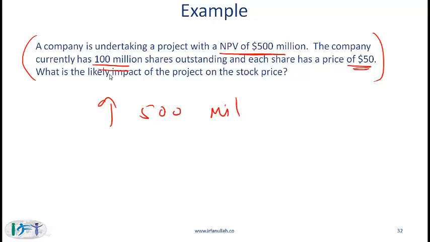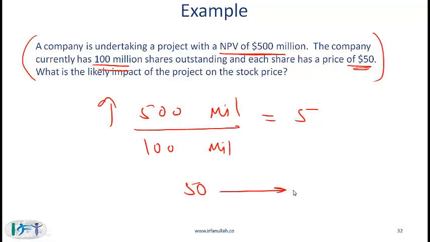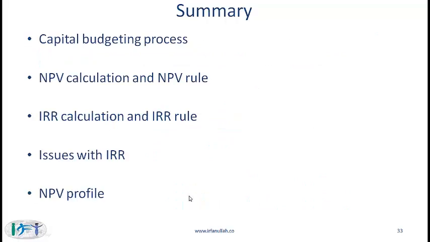Since there are 100 million shares, on a per share basis, the increase is going to be 500 million divided by 100 million, which is equal to 5. And that means that if the share price is 50 before doing this project, then by doing this project, the value can go up by 5. So from 50, the share price is likely to go up to 55. This is an extremely simplistic example, but the point is to illustrate the fact that positive NPV projects have a direct impact on share price.